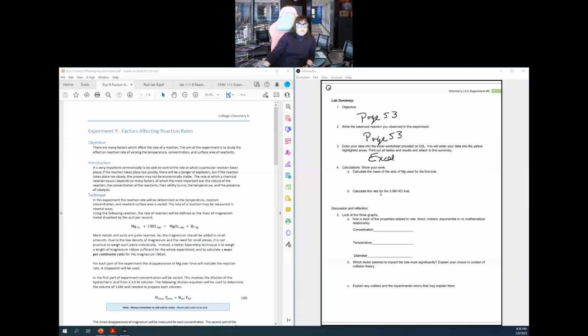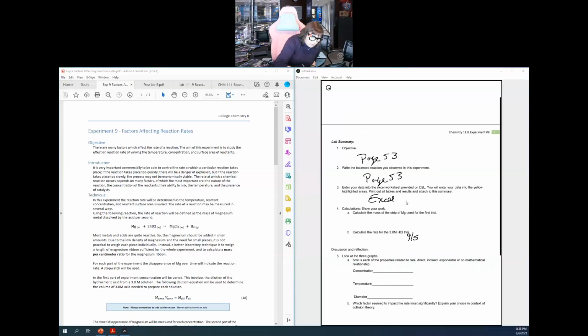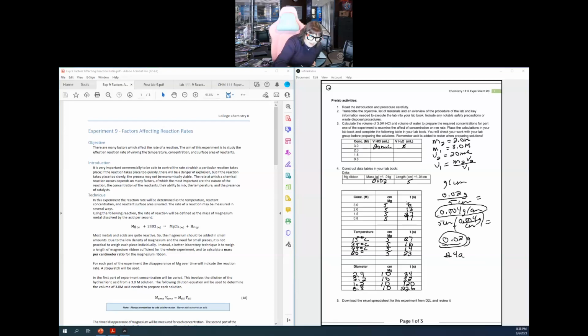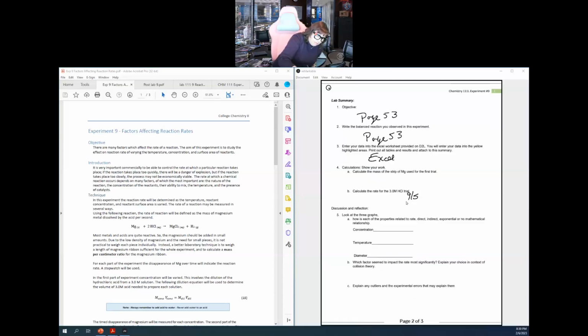And for 4B, we're going to calculate the rate for the 3 molar HCl trial. So again, what you want here is grams per second. And so if we look at the data that we have for that 3 molar, we have 6 seconds and it's 5 centimeters, which of course is 0.02 grams. So this is 0.02 grams in 6 seconds, and I will let you calculate what that value is. So that's what you need to be showing there.